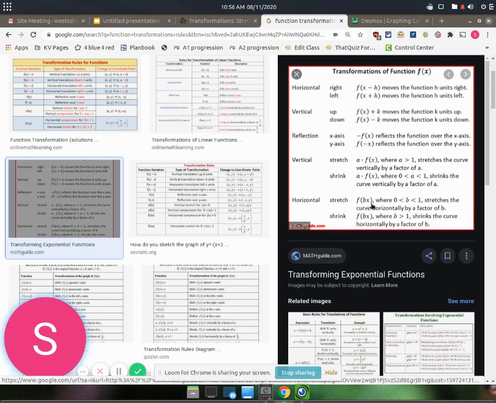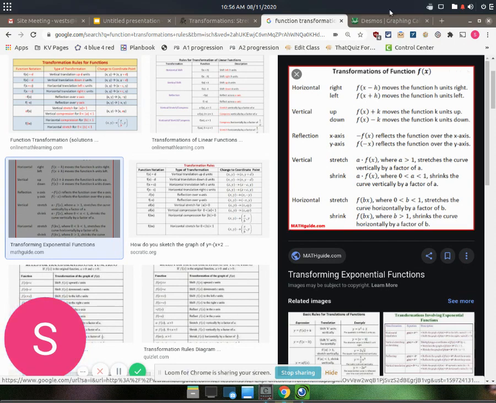And if you do stuff to the inside, it works backwards. If the thing that you're multiplying is bigger than 1, so like 2 or 3, it's going to make it shrink or compress. And if you multiply it by a fraction on the inside, it's going to make it grow. It's going to make it stretch horizontally.